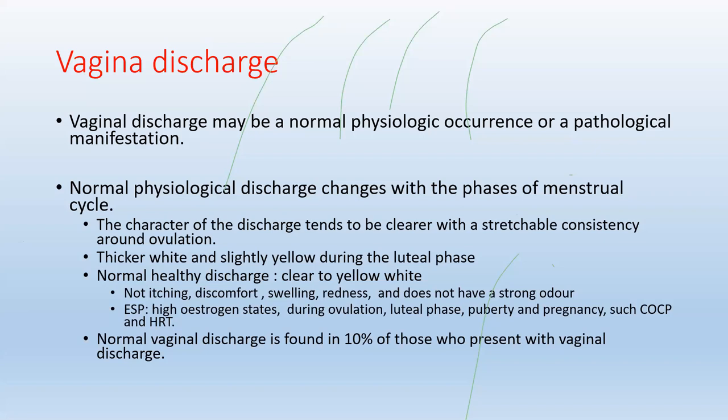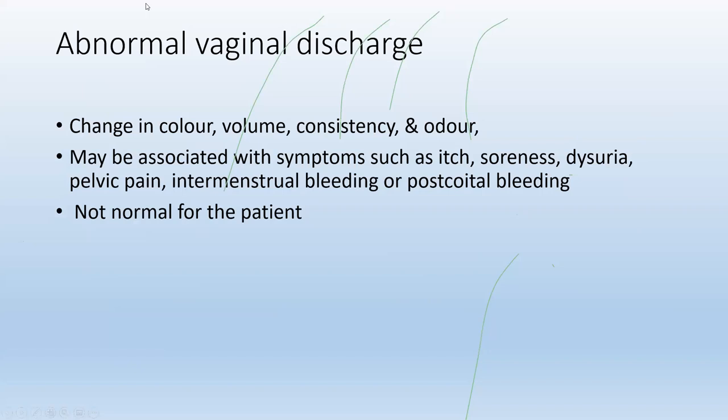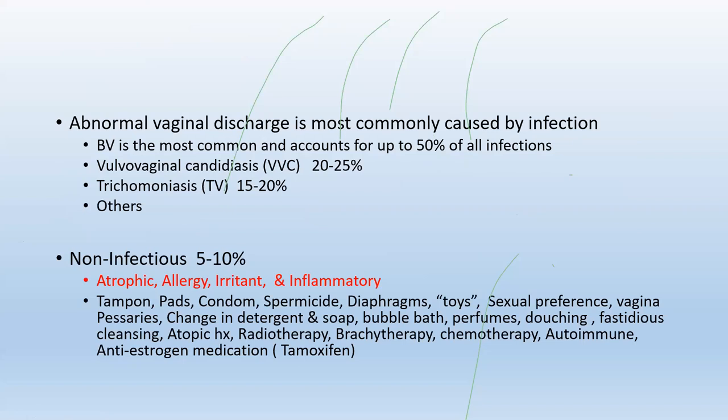So abnormal discharge, with change in color, volume, consistency, and odor, may be associated with symptoms such as itch, soreness, dysuria, pelvic pain, intermenstrual bleeding, postcoital bleeding. And the patient tells you, doctor, it's not a normal discharge. Abnormal vaginal discharge is most commonly caused by infection. Most of the time, bacterial vaginosis is the most common and accounts for about 50% of all infections.